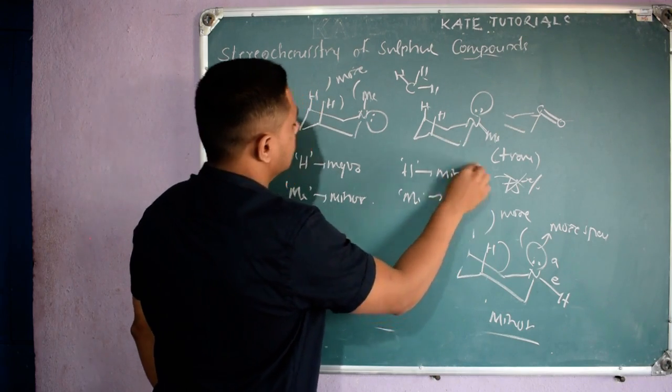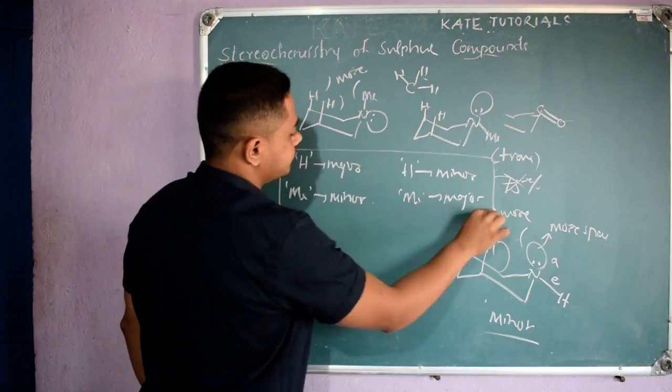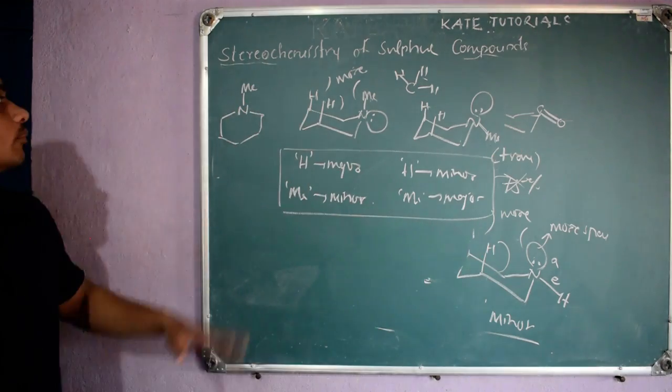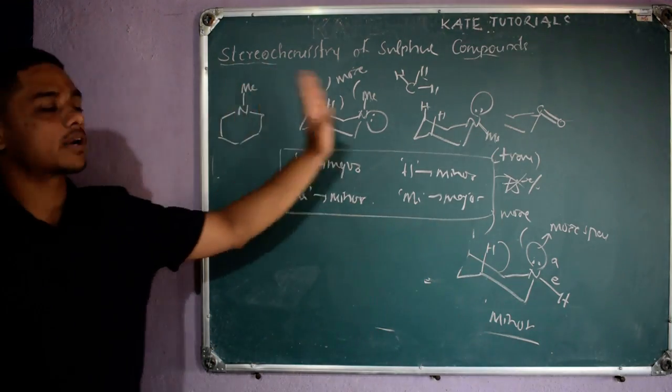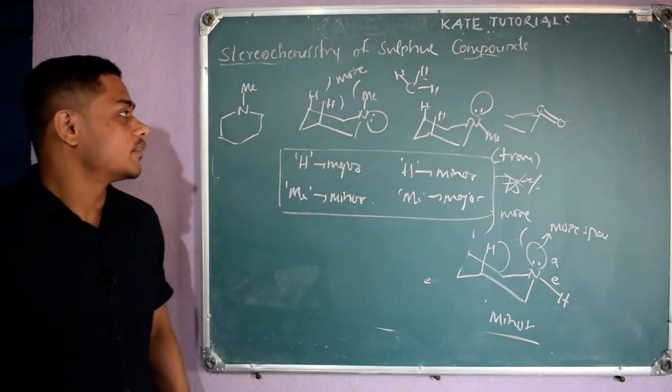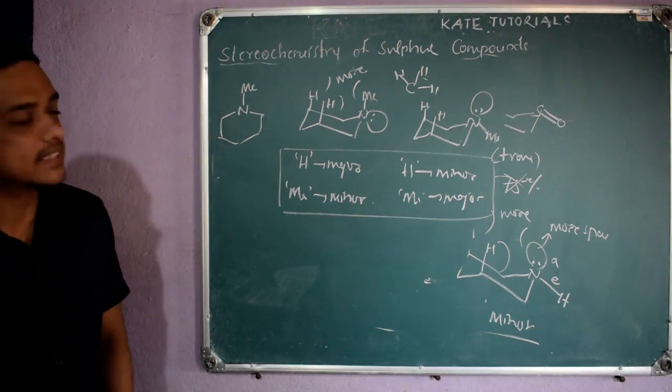So these things you should know to write the stereochemistry. Sometimes they will give you this molecule and ask you to write the stable conformation of that molecule, right? So this is the thing, right?